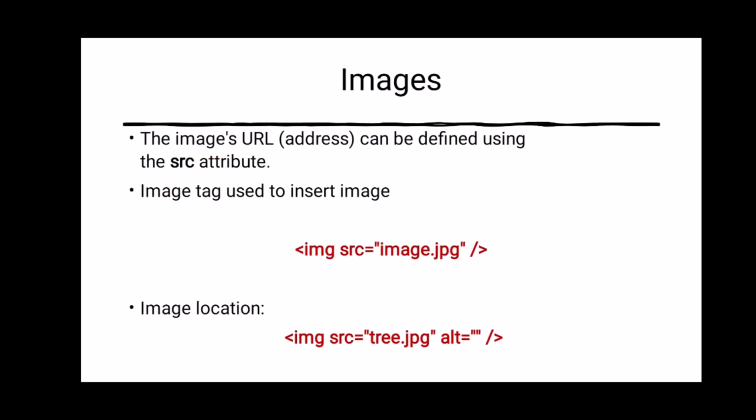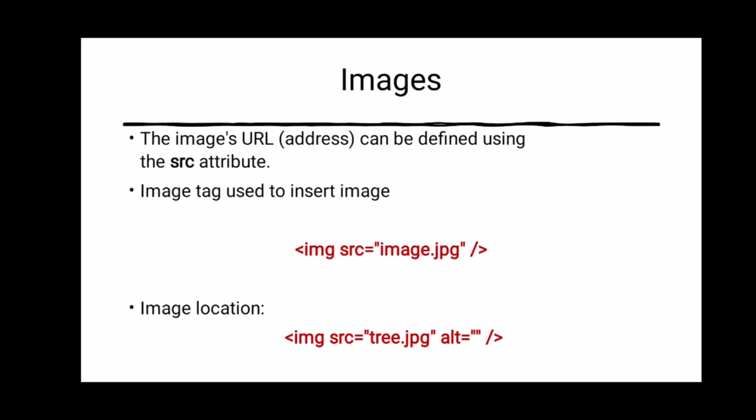Images. The image tag is used to insert an image. It contains only attributes and does not have a closing tag. The image URL address can be defined using the src attribute. The alt attribute specifies an alternate text for an image.